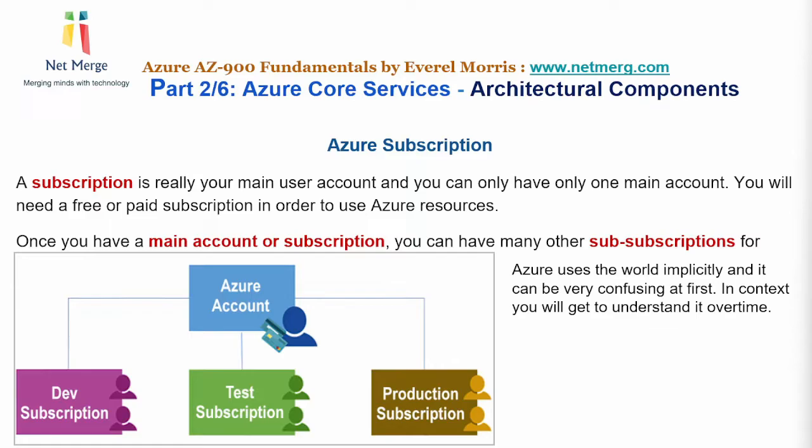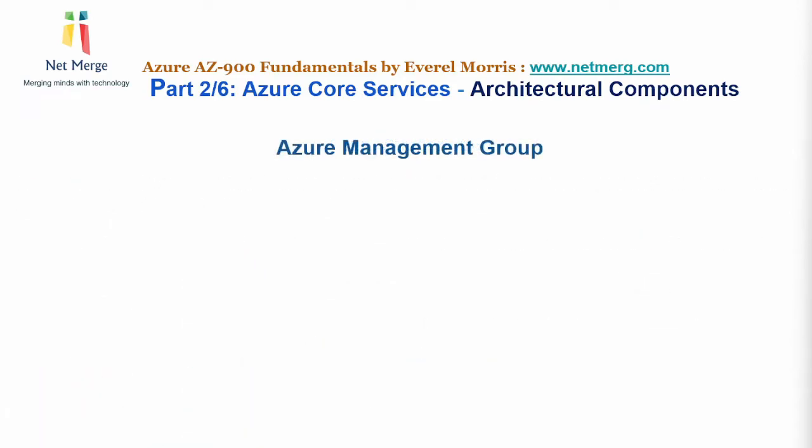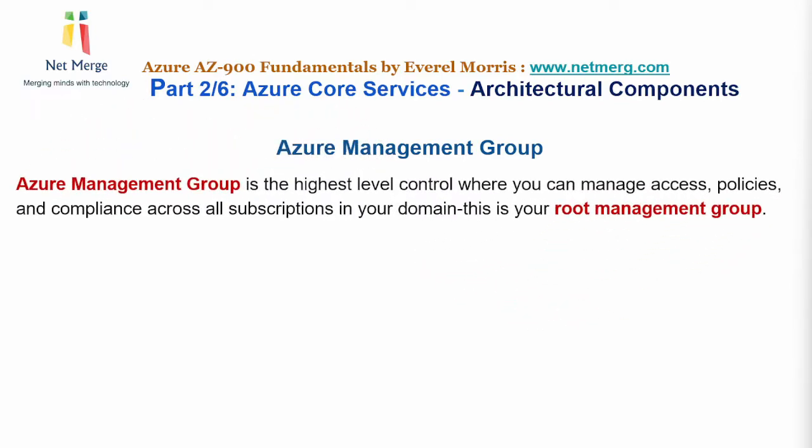So Azure uses the word, like I said, implicitly, and you'll get to understand it better. Now, this is a management group. It's actually a higher tier than the subscription group. A company, an organization or a division might have many subscription groups, but you could only have one management group for an entire organization.